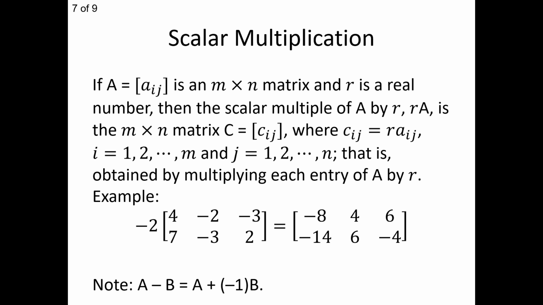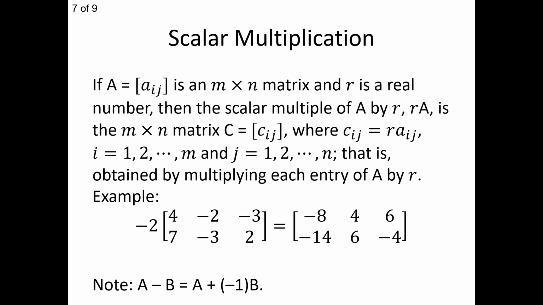So down below is an example. We have matrix A defined as this 2 by 3 matrix: 4, -2, -3, 7, -3, 2. And we're going to multiply by the scalar -2. So I simply think of it as a big distributive property where you take that -2 and multiply every single element in A by that -2. And we get -8, 4, 6, -14, 6, and then -4 to conclude our scalar multiplication.